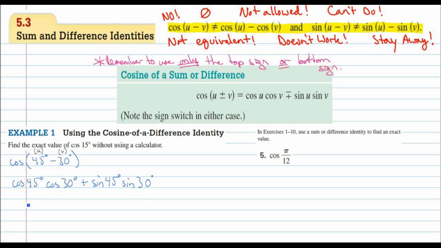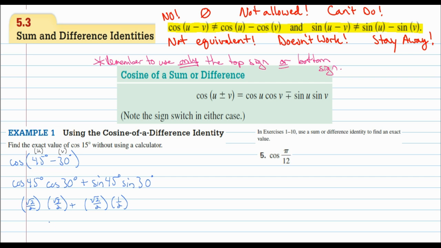Now I know all those. Cosine of 45 degrees is square root 2 over 2. Cosine of 30 degrees is square root 3 over 2. The sine of 45 degrees, square root 2 over 2. The sine of 30 degrees, 1/2. All of that is from the unit circle. Yes, it's back. I know.